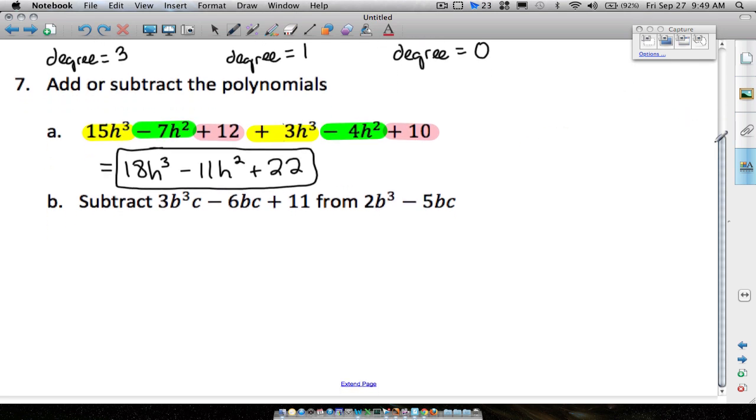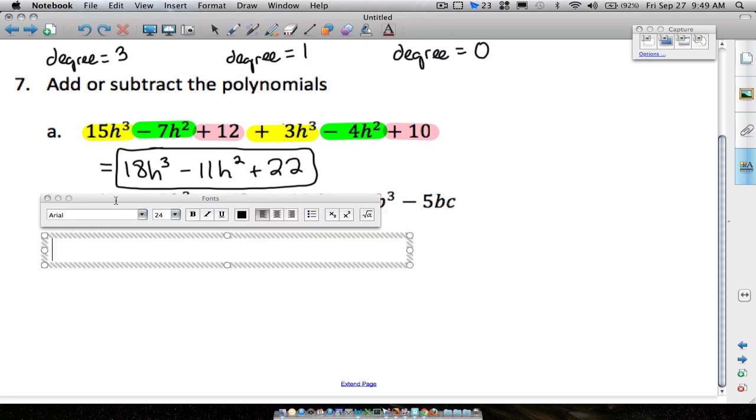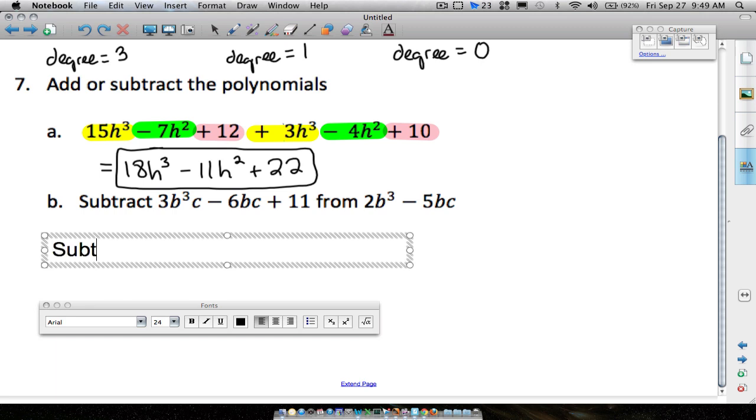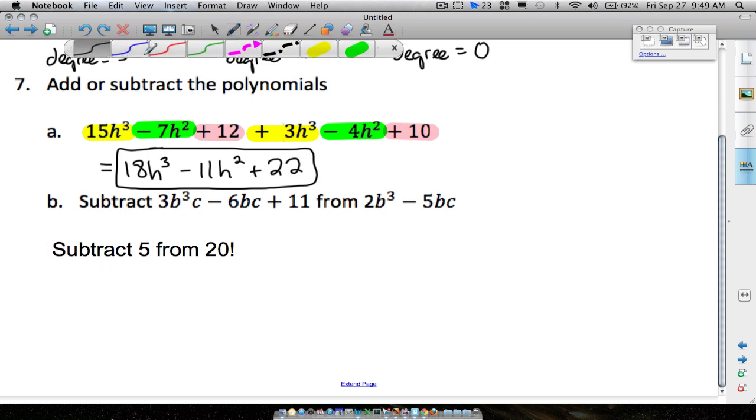7b, tricky, tricky. Before we do this one, suppose I ask you to do this problem. Subtract 5 from 20. Subtract 5 from 20. You do not say 5 minus 20. What you really do is you do 20 minus 5. That answer is 15. The point I'm trying to make is if you're not careful when you read this, you might just take 5 minus 20. But we're taking 5 from 20, therefore we take 20, subtract 5, we get 15. We want to keep that in mind when we do this.